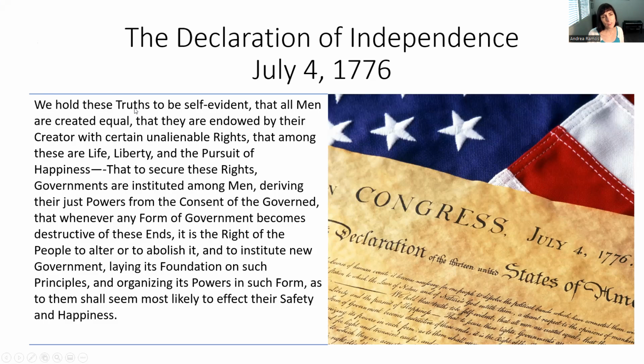We hold these truths to be self-evident, that all men are created equal, that they are endowed by their Creator with certain unalienable rights, that among these are life, liberty, and the pursuit of happiness, that to secure these rights, governments are instituted among men, deriving their just powers from the consent of the governed, that whenever any form of government becomes destructive of these ends, it is the right of the people to alter or to abolish it, and to institute new government, laying its foundation on such principles and organizing its powers in such form as to them shall seem most likely to affect their safety and happiness.